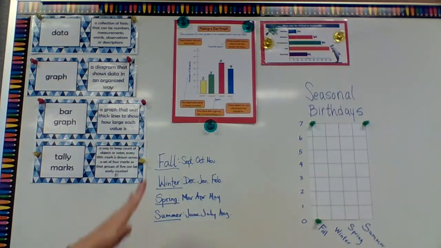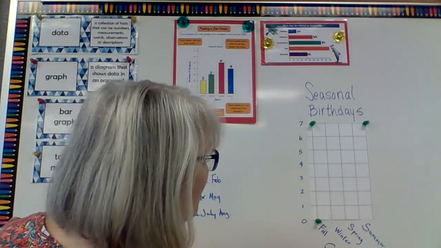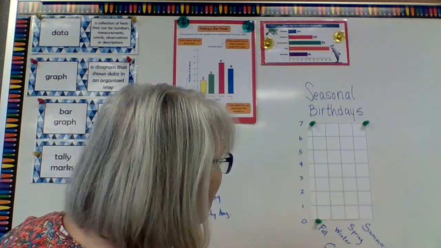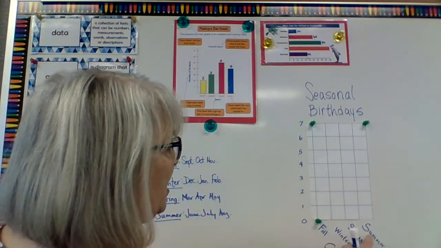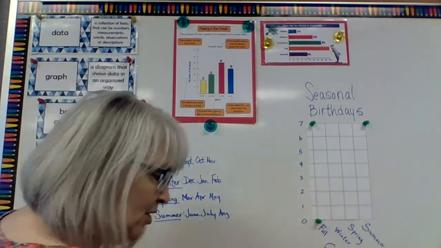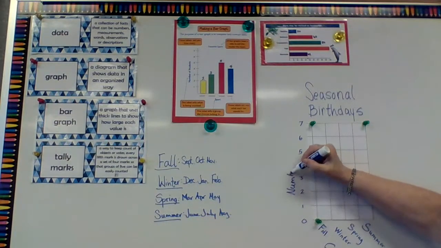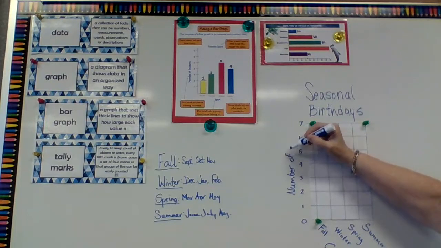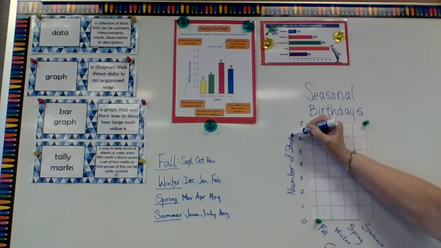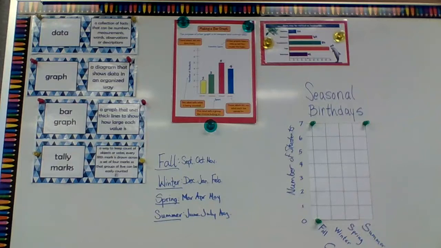with your family. All right, so our graph, our title is Seasonal Birthdays. So our birthdays are not showing months, they're showing the seasons. Okay, and the seasons you learned in kindergarten, first grade, and even with Mrs. Nichols: fall, winter, spring, and summer. Okay, this is the number of students. And I want you to look and see, what are we counting by? We're counting by ones. So we have our title, our labels with our numbers, our choices.